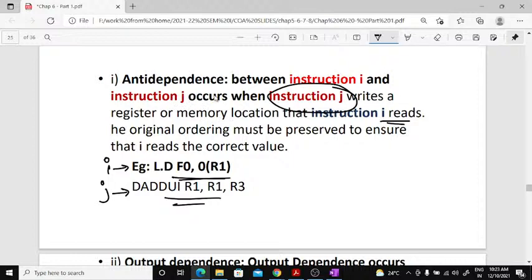Okay, here the anti-dependency between the instruction I and instruction J occurs when this instruction J writes a register or a memory location that instruction I reads.